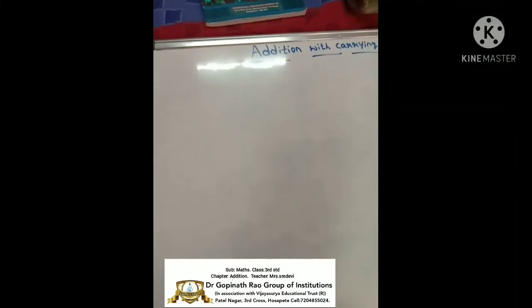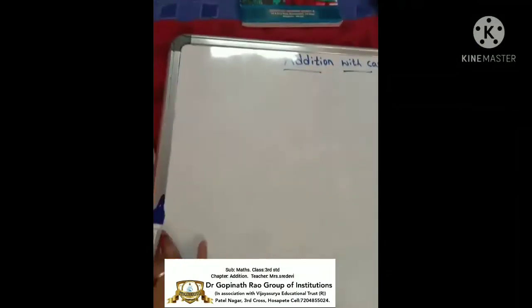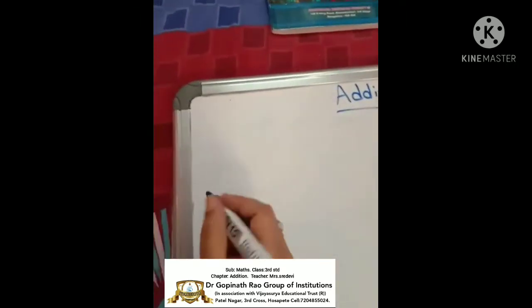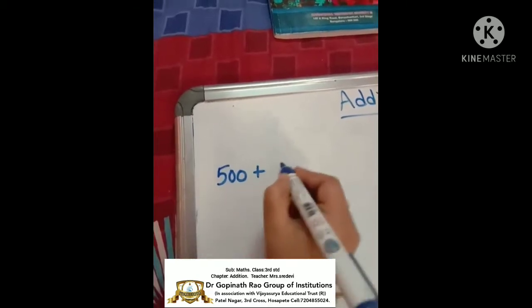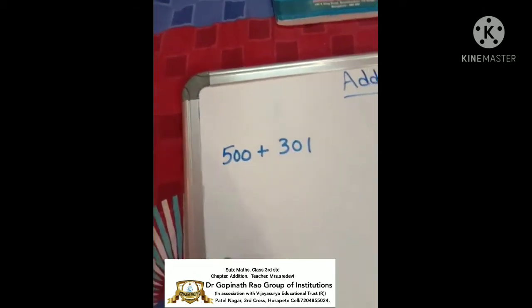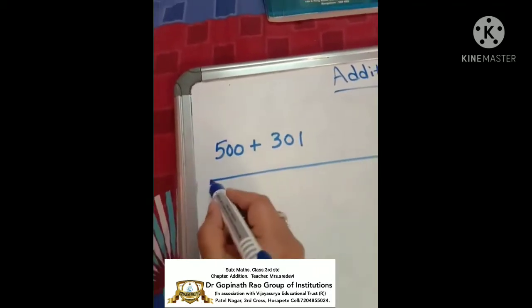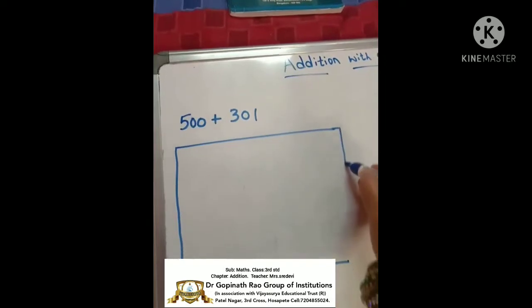Hi children, today I am going to start with addition with carrying. So what is meant by addition with carrying? For example, see 500 plus 301 is the given question. So what do we have to do? First we'll draw the box here.